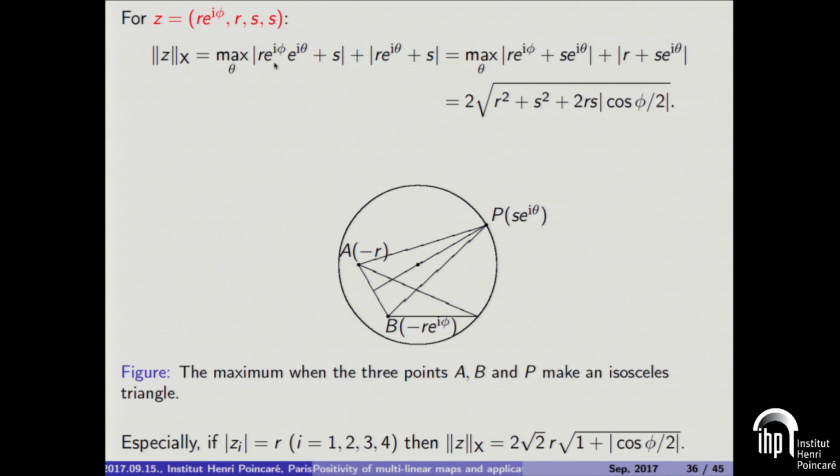When p is moving around the big circle, the question is when this number takes its maximum. It's very easy to see that it takes the maximum when these two lengths coincide, so we can compute the norm like this. This is the formula for the norm.